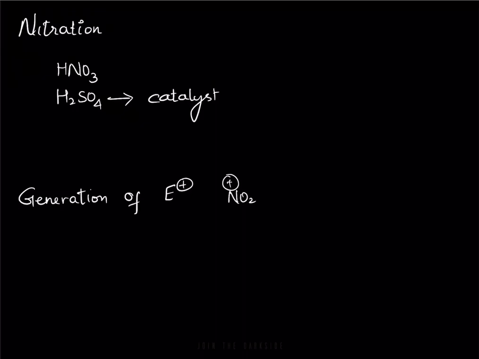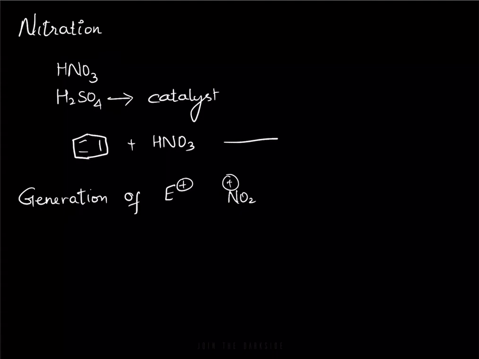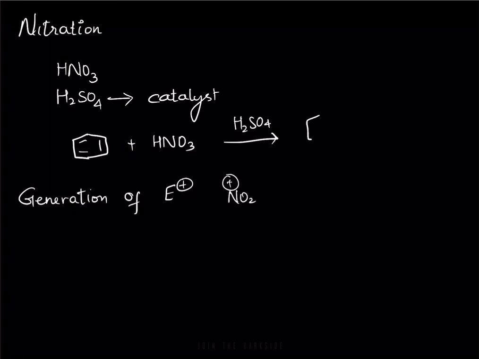Okay, next let's go on to the second electrophilic aromatic substitution reaction, which is nitration. For nitration, we need two things. The first one is nitric acid, and the second one is H2SO4, which is going to act as a catalyst. So let's write the general reaction. Benzene, when reacted with HNO3 in the presence of H2SO4, which is a catalyst, is going to give nitrobenzene.